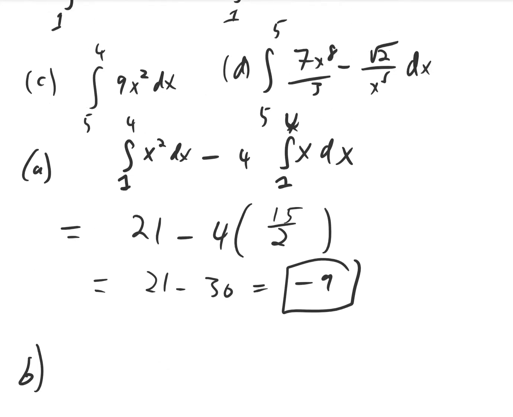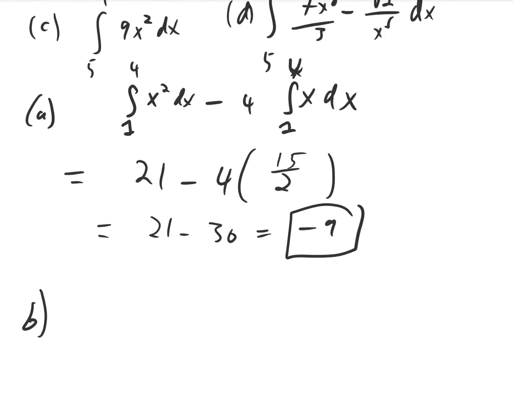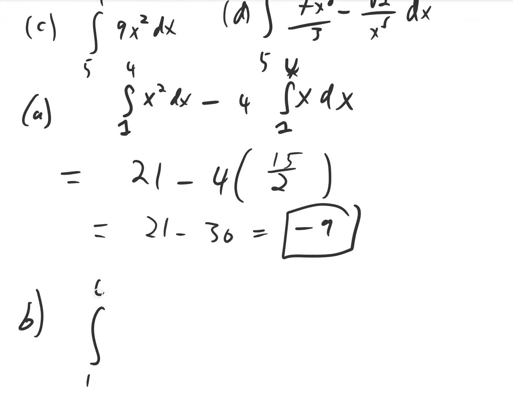Okay, B. What was B? B is the integral from 1 to 4 of x times 1 minus x dx. All right, so this doesn't look exactly like any of the given information, but with a little bit of algebraic manipulation, we can apply the given information to find this integral.